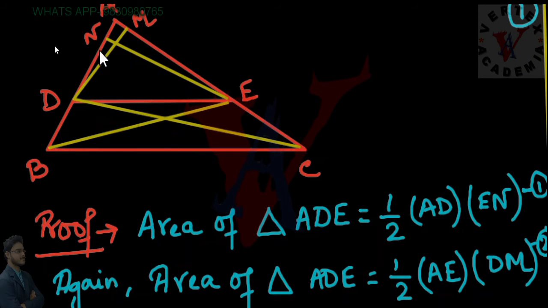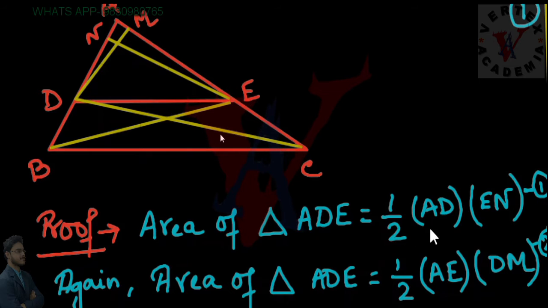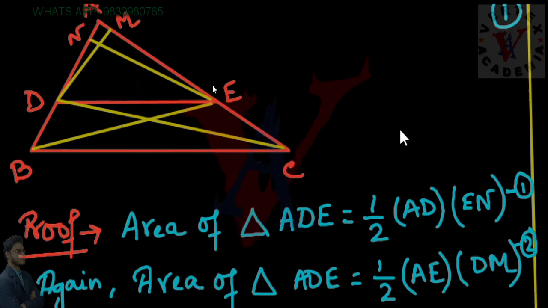Here you can see that if we consider AD as the base, and by construction we have drawn EN perpendicular to AD. So in this triangle ADE, you should be careful, if AD is the base, we can consider EN as the height, and we can write that the area of triangle ADE is half into AD into EN, that is half into base into height. Okay, this is clear, I guess.